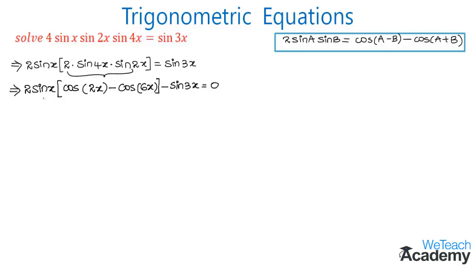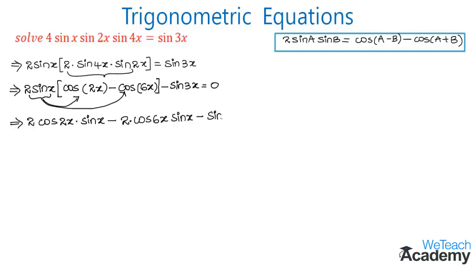And now let us multiply the outer term 2 sin x with the group. So by multiplying, it would come as 2 cos 2x into sin x, then minus 2 into cos 6x into sin x, minus sin 3x is equal to 0. And now here there are no common terms. So let us try to get a common term.